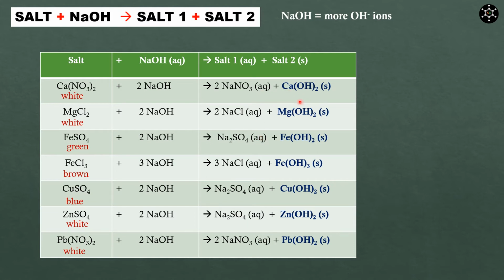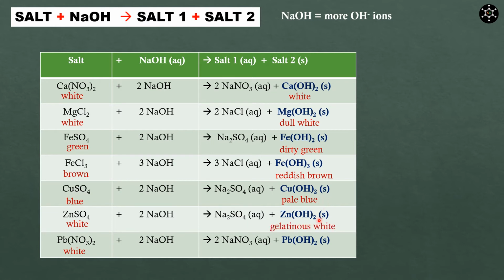Calcium nitrate gives us white colored calcium hydroxide precipitate. Magnesium chloride gives us dull white color magnesium hydroxide precipitate. Ferrous sulfate gives us dirty green color ferrous hydroxide precipitate. Ferric chloride gives us reddish brown color ferric hydroxide precipitate. Copper sulfate gives us pale blue color copper hydroxide precipitate.